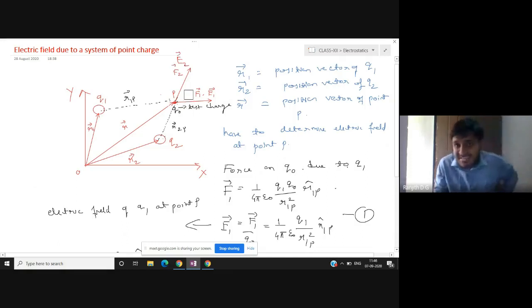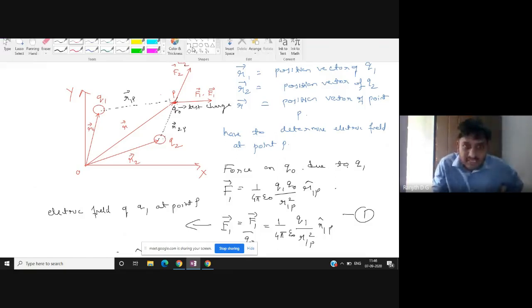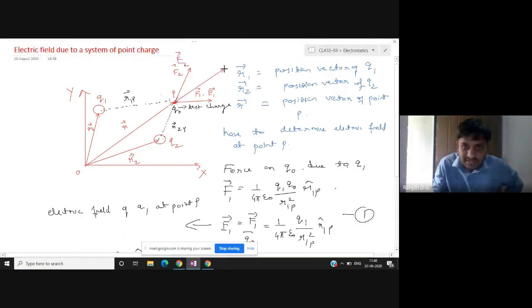Both are in the same direction. Now the resultant of these two will be something like this. This is the E net. It means you should add them vectorially, that is, find out this resultant vector, the E net direction. For that you should use the parallelogram of vector addition. Parallelogram of vector addition says that E net is equal to E1 plus E2 vectorially. Okay, so those things you need to find out.